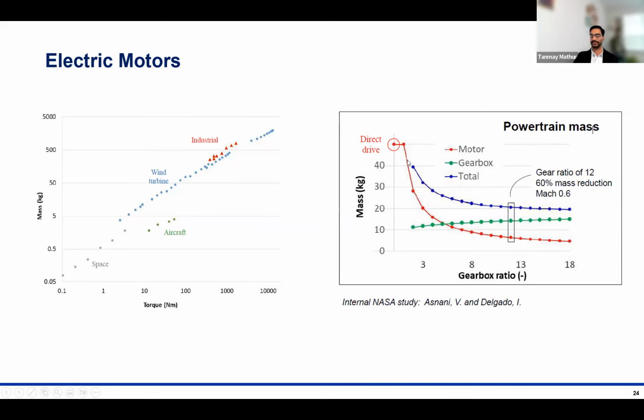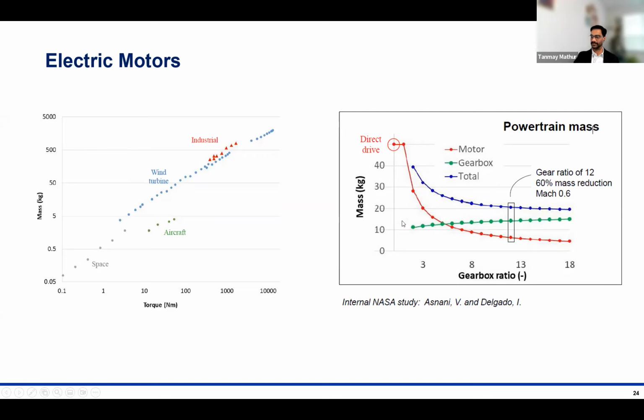So what this chart shows is that if you use a direct drive, you end up with a much higher weight. But if you use a smaller motor with a gearbox, you can drive down the total weight of the system. So for this particular application, a total gear ratio of 12 in conjunction with this motor is probably where you see the maximum benefit. And after that, the curve just flatlines.